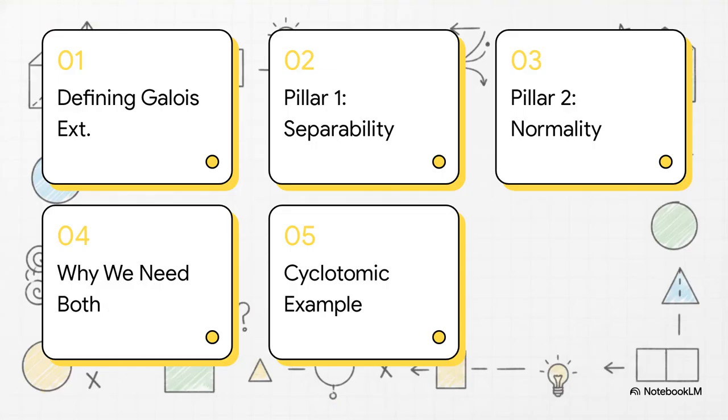Okay, let's take a quick look at our roadmap. First, we'll define a Galois extension. Then we'll hit the first pillar, separability, followed by the second pillar, normality. After that, we'll see exactly why we need both. And finally, wrap it up with the cyclotomic example.